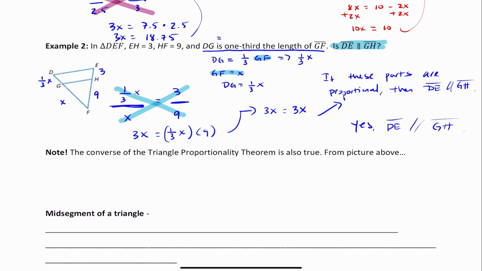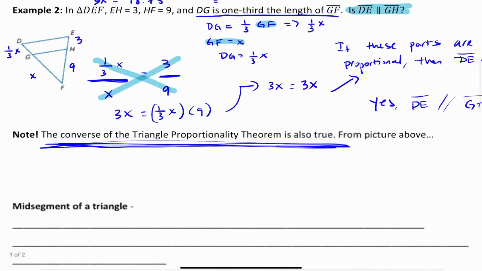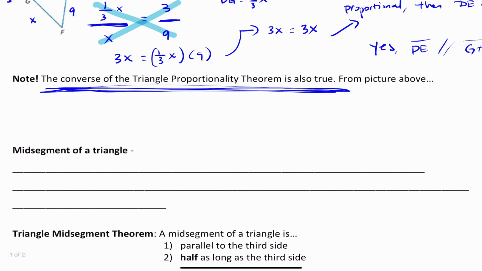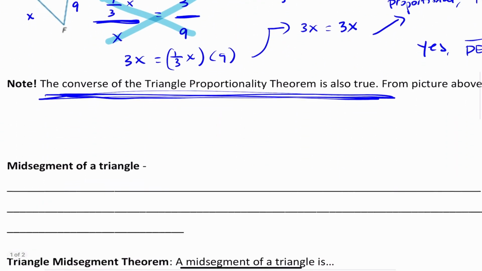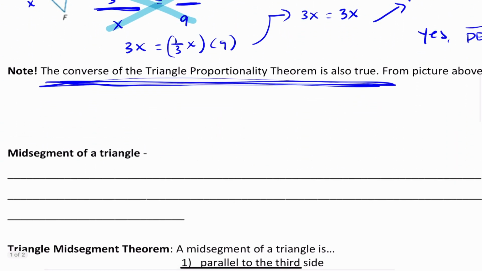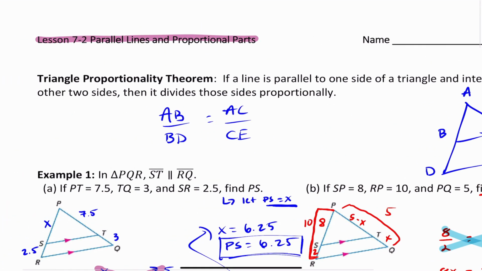So this was just me using the converse of the triangle proportionality theorem. Over here, we said that the triangle proportionality theorem is basically our if P then Q, and the converse is our if Q then P, okay? Again, with the triangle proportionality theorem, the parallel segments are there to begin with.